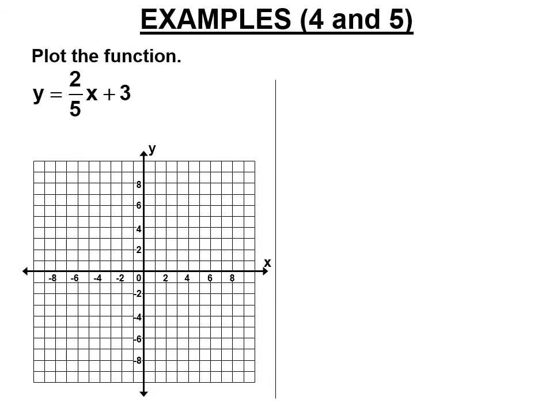All right, try this one. So y-intercept is 0, 3. All right, so we're going over 5 up 2. Right, over 5 up 2, over 5 up 2. So let's go backwards down 2 over 5. You'll know if you've done it right if they come out in a straight line.